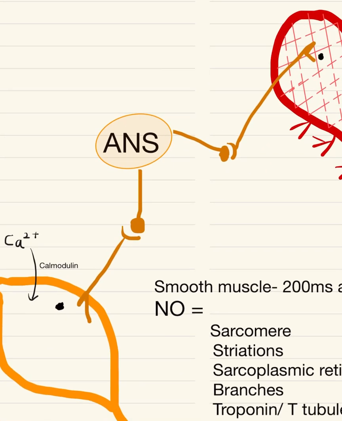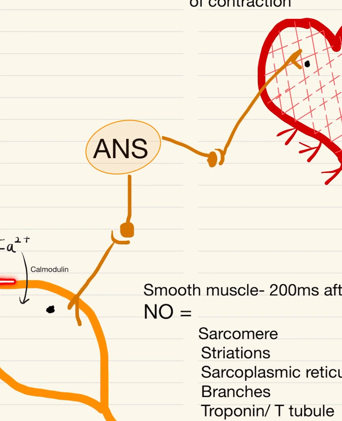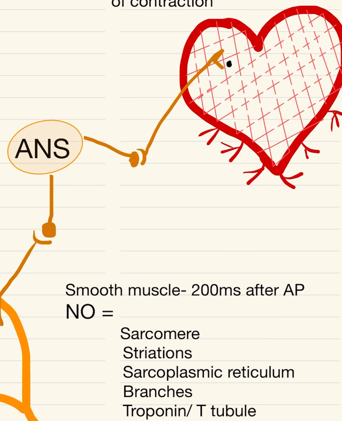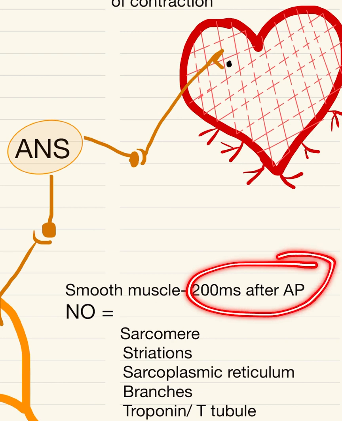Next, moving on to the smooth muscle. From the name, it is smooth as it does not have any striations, and it is a single nucleated cell. Some examples of smooth muscle are that it is seen in the blood vessels and in the intestine, and it starts its contraction at 200 milliseconds after action potential generation.